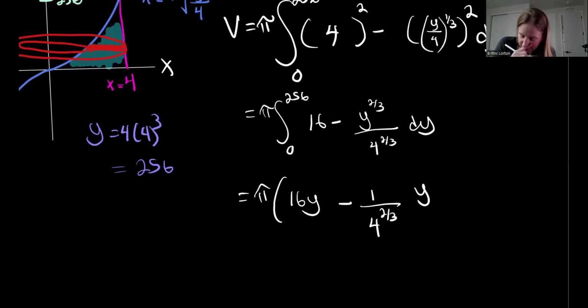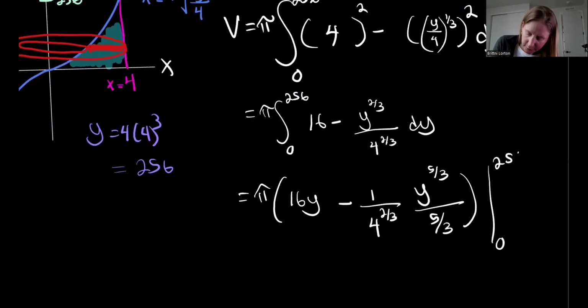But I would add 1 to the power, divide by the new power. So y to the power of, I add 1 to the power is going to give me 5/3, and then divide by 5/3. Evaluate from 0 to 256. Simplify along the way and use your calculator if you'd like. But I still got 8192 pi over 5.